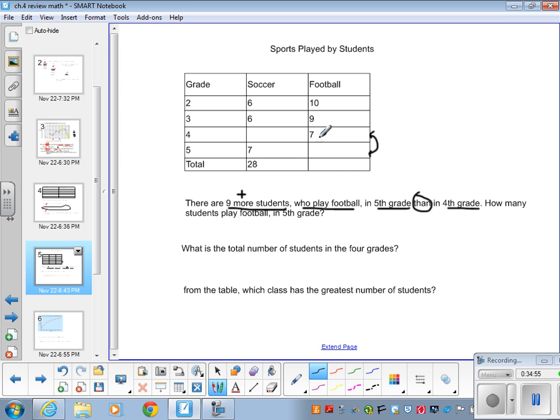Well, they tell me there's 7 kids in 4th grade that play football, and they say there are 9 more students who play football in 5th grade. So, plus 9 more students who play football in 5th grade than in 4th grade. How many students play football in 5th grade?